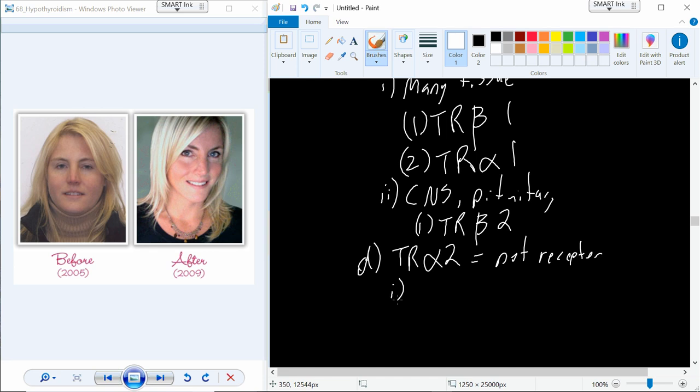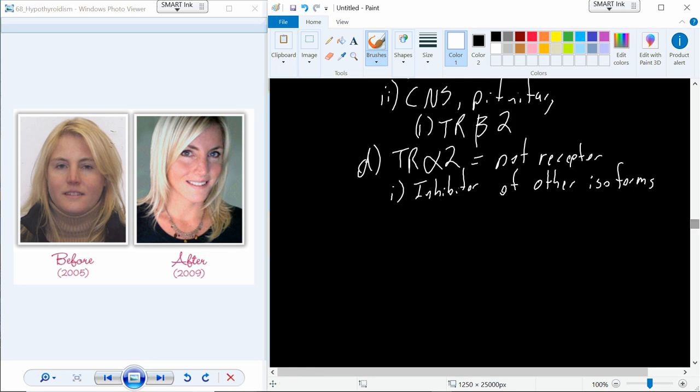There is still an isoform that's produced, but it's just not a receptor. It ends up being an inhibitor of the other isoforms, and it inhibits through prevention of transcription.